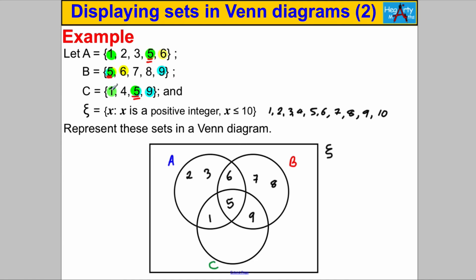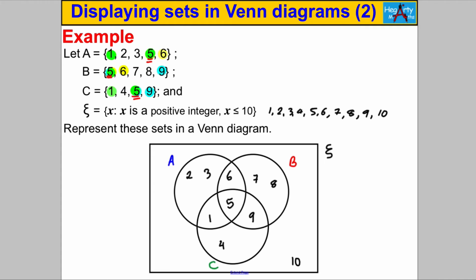Let's go down to C. 1 we've put in, 4 we haven't talked about at all, so 4 must go here. It means 4 is in C alone. 5 we've put in, and 9 we've put in there. So we're almost done. We just have to double check we've got all the elements in the universal set. We've talked about 1, we've talked about 2, 3, 4, 5, 6, 7, 8, 9. The only element we haven't talked about is 10, which must go outside here. And that there is our Venn diagram.